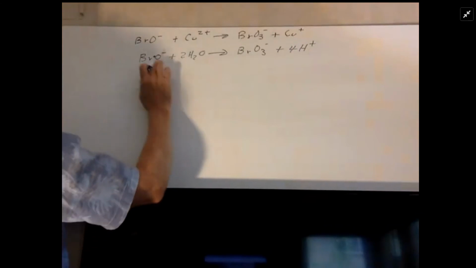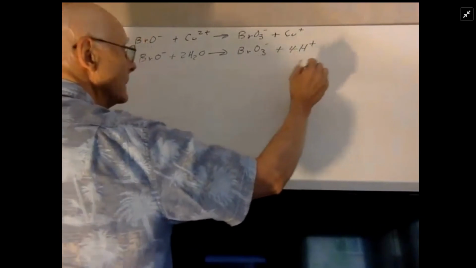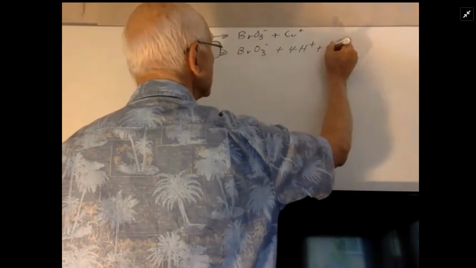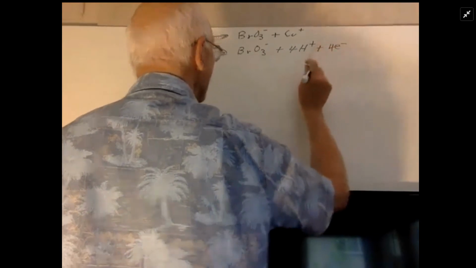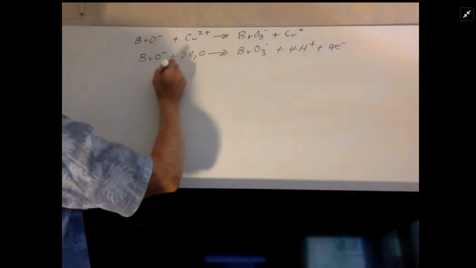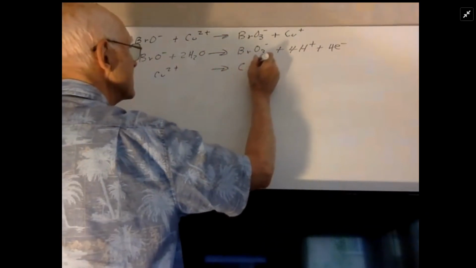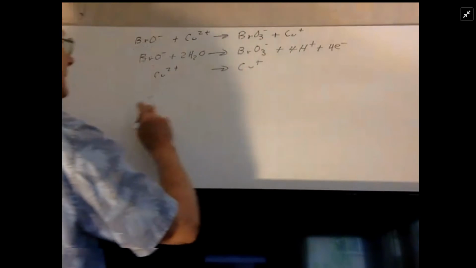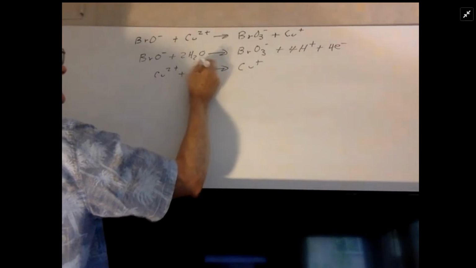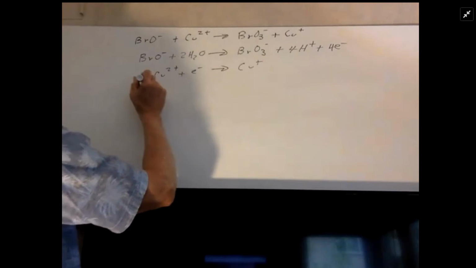Now I've got a -1 charge on the left, but a +3 charge on the right. So I'm going to add 4 more electrons. Now I've got a -1 charge on both sides. My second half equation would be Cu2 plus goes to Cu plus. And it's already balanced except for the charge, so I add 1 e minus to the left, and now it's balanced.